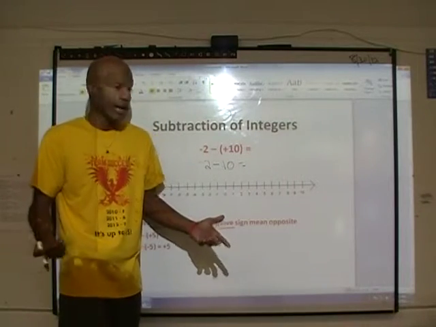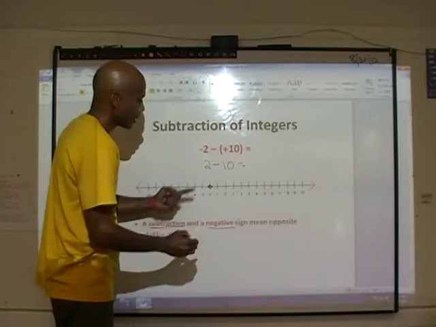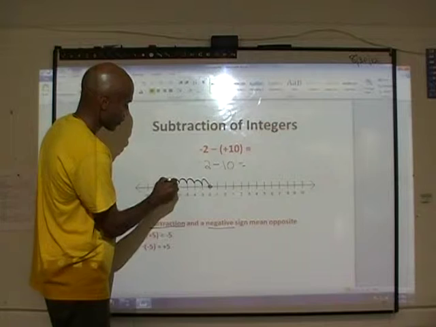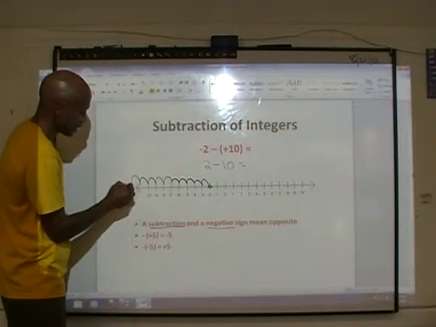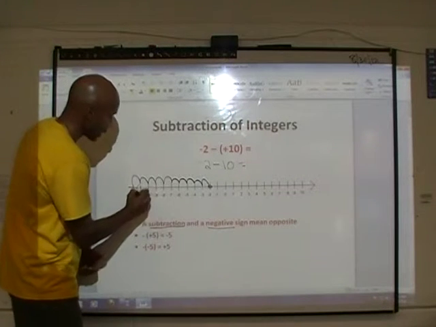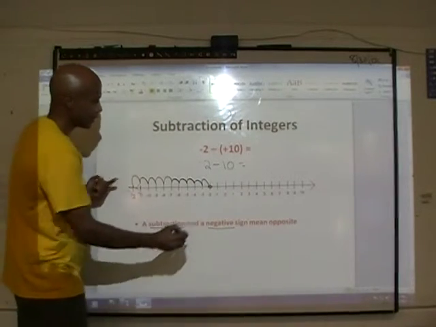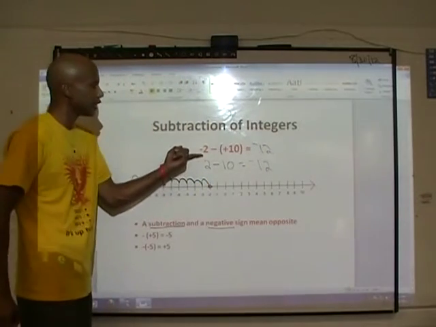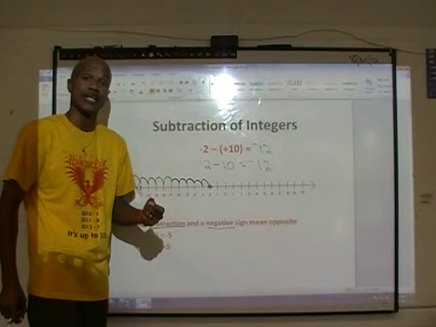Now I go to my number line. Negative 2 minus 10. 1, 2, 3, 4, 5, 6, 7, 8, 9, 10. And I remember that my number line goes on forever, so I can always add. I am at negative 12. Negative 2 minus a positive 10 equals negative 12.